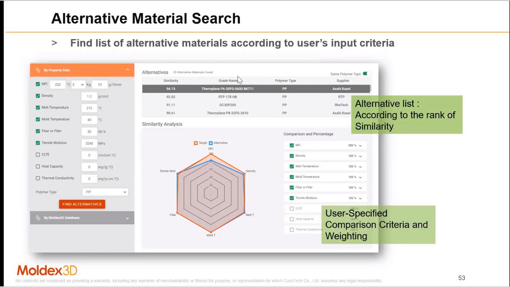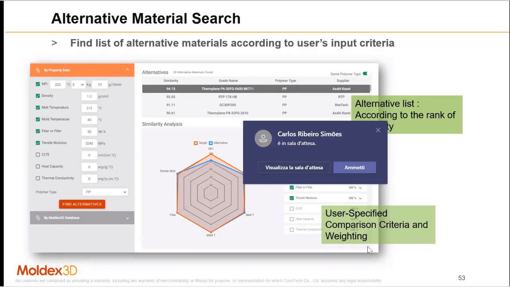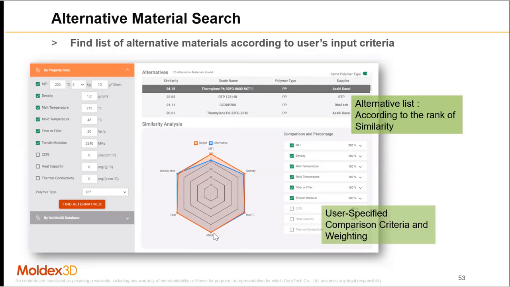However, we developed this tool. This tool is based on scientific comparisons. So all you have to do is input the key properties, the key criteria properties of your target material. The material usually cannot be found in our database. So you just input the key parameters such as the MFI, density, melting temperature, something like that. You can specify the comparison criteria, and you can also assign the weightings of the criteria.